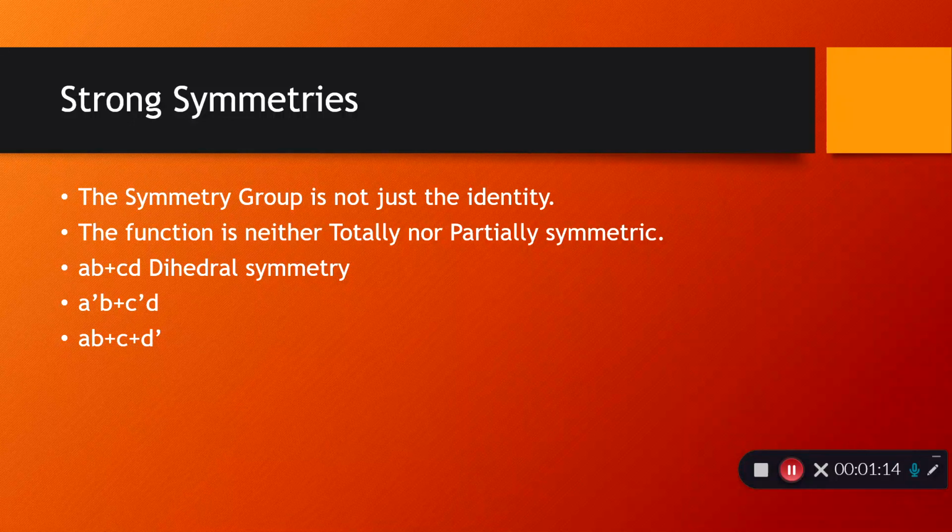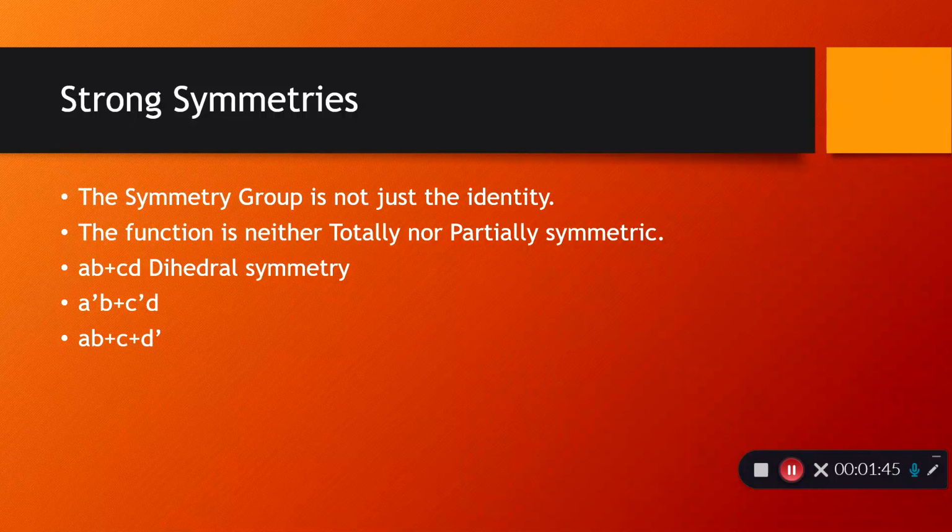The symmetry group is not just the identity, so it's non-trivial, but the function is neither totally nor partially symmetric. The first example is AB plus CD. Yes, it has two partial symmetries, but I can also exchange AB with CD. And it possesses a type of symmetry known as dihedral symmetry, which I'll explain further down in the slide.